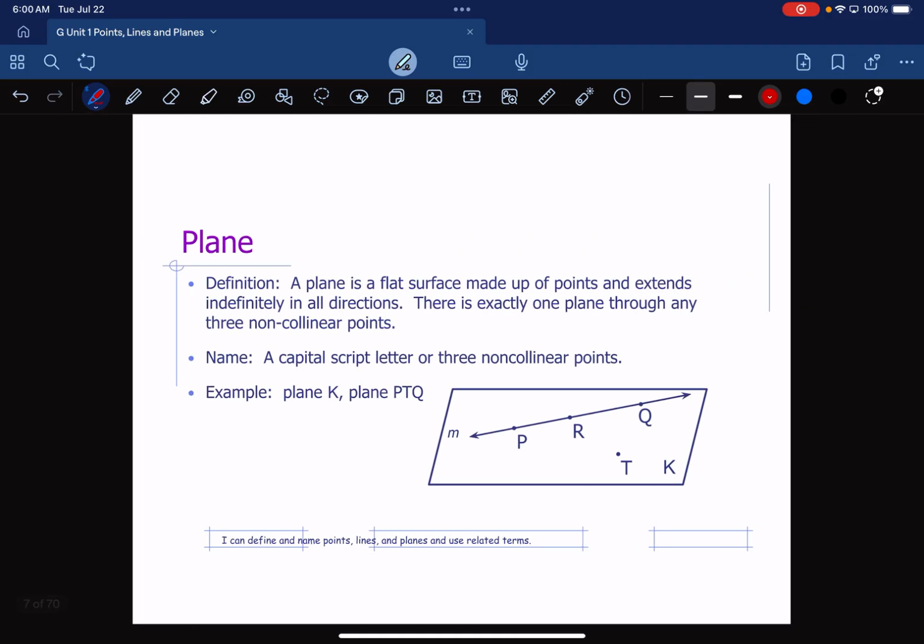A plane. Well, a plane is just a flat surface. It's made up of points, and it extends forever or indefinitely in all directions. If you notice in the picture, though, I've drawn something like a rectangle there. You have to show the edges of the plane in some way, otherwise you don't know it's there. So I'm just drawing those lines to let you see the plane, but it really does extend forever, just like a line extends forever, okay? There's exactly one plane through any 3 non-collinear points.